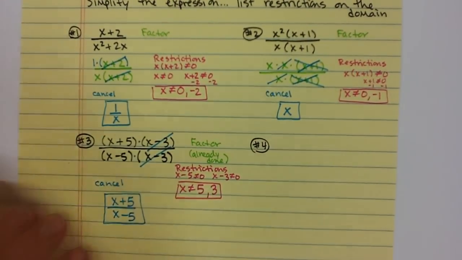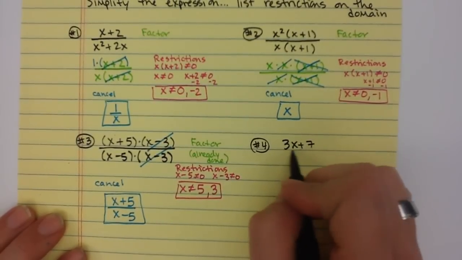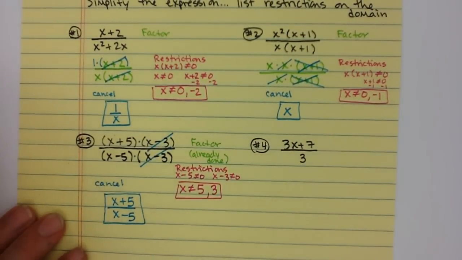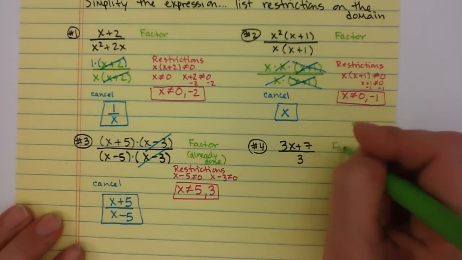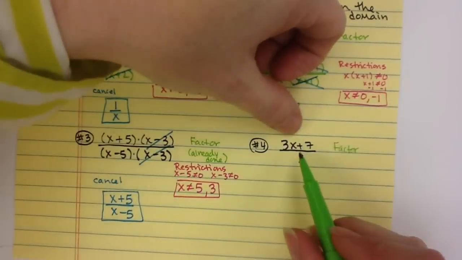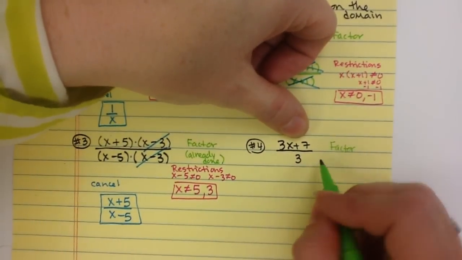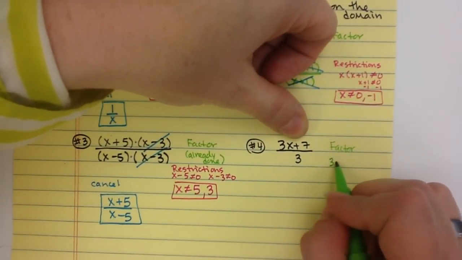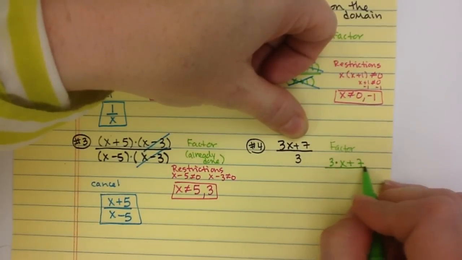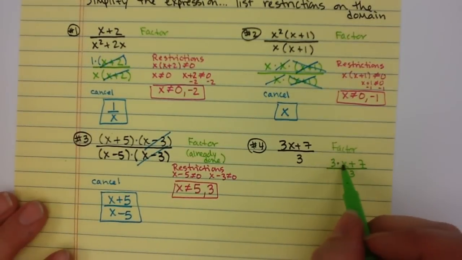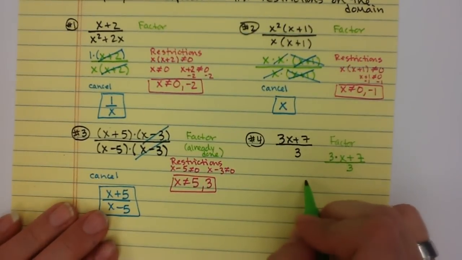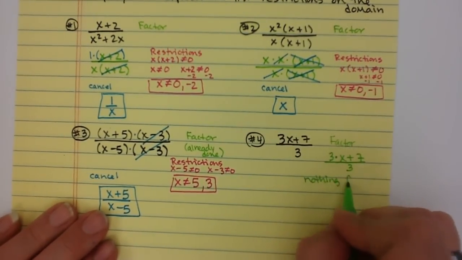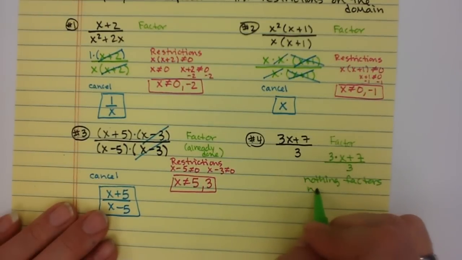Example number 4. We have 3x plus 7 over 3. So let's think about our first step of factoring. There's no GCF. There's nothing that's squared. So really the only way I could really think about this differently would be 3 times x plus 7 divided by 3, but this 3 times x is being added to the 7, so it's like super glued together. So the 3's can't even cancel. So nothing factors, and nothing cancels.